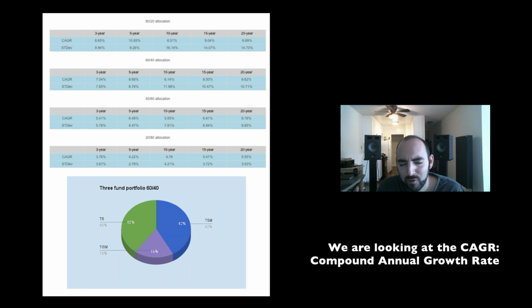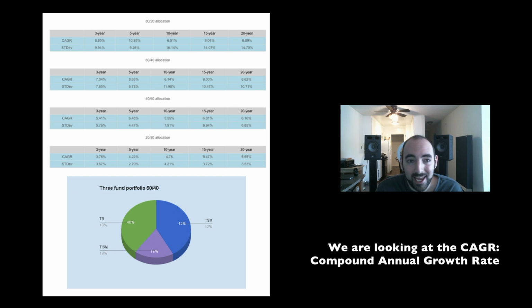Now this 3-fund portfolio is a slight variation of the 40% total stock market, 20% total world stock market. This actually puts 42% in the total stock market and 18% in the total world market. But that's okay because there's slight variations and you can always tailor it to your own personal taste.